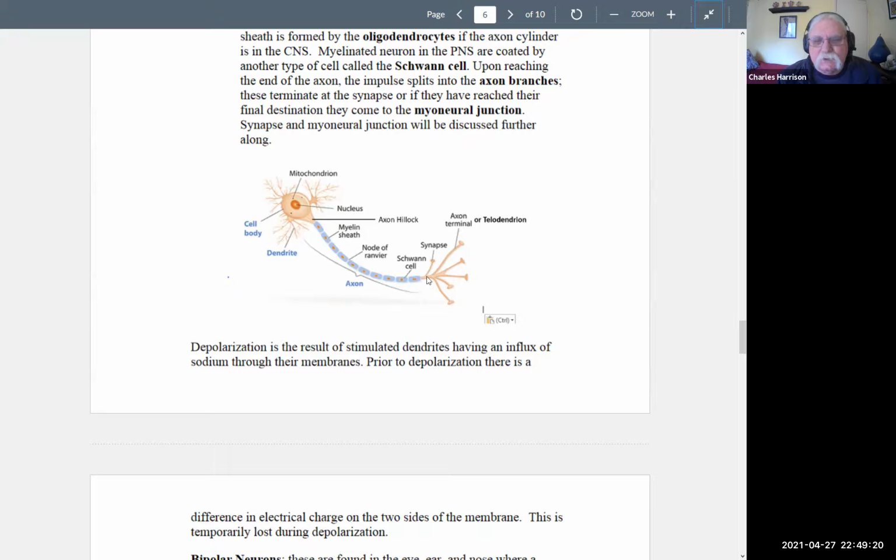Then in the multipolar neuron, the impulse can be propagated through several branches. These variously are called axon terminals, or here's the word I typed in, teleodendria, or teleodendrion, singular.